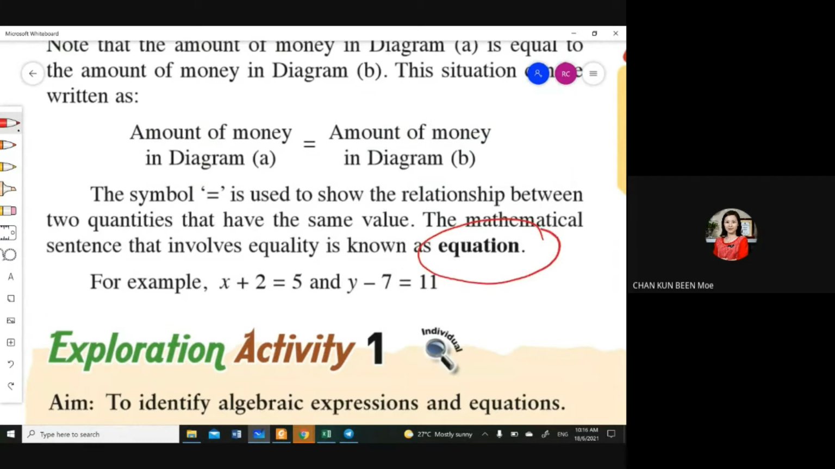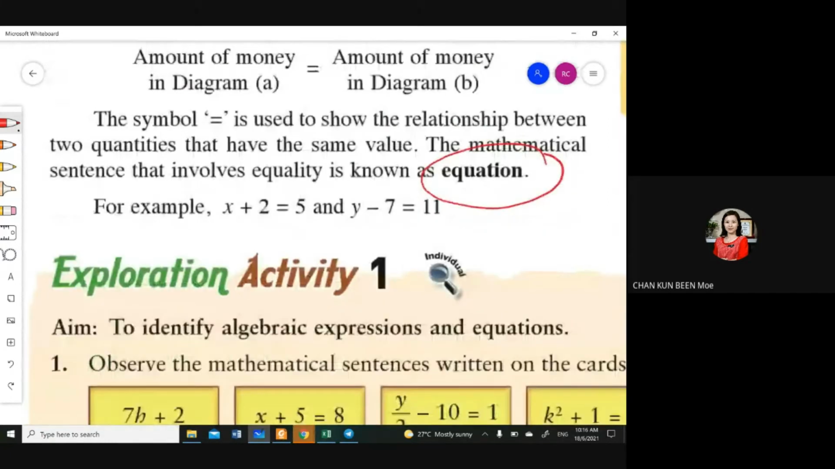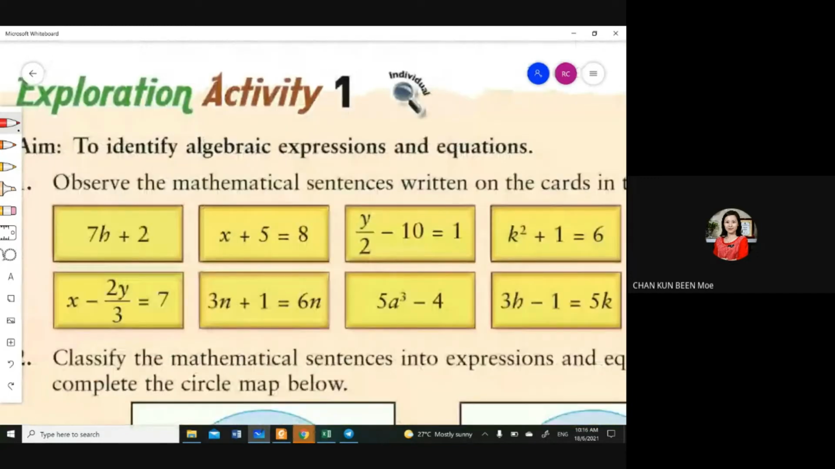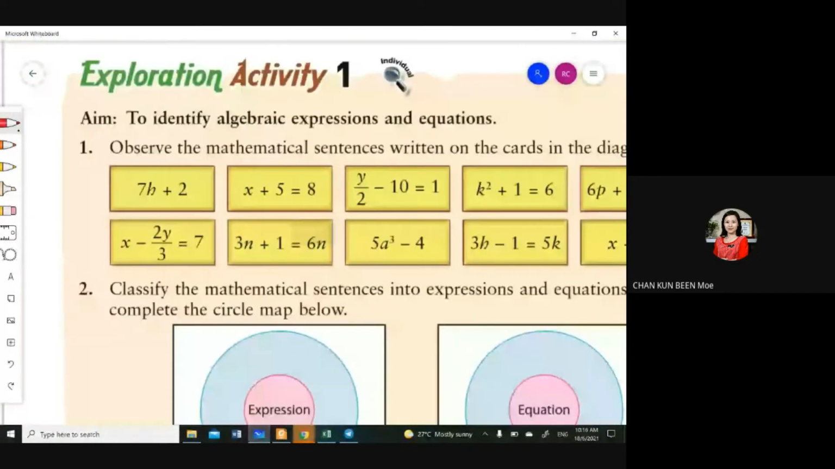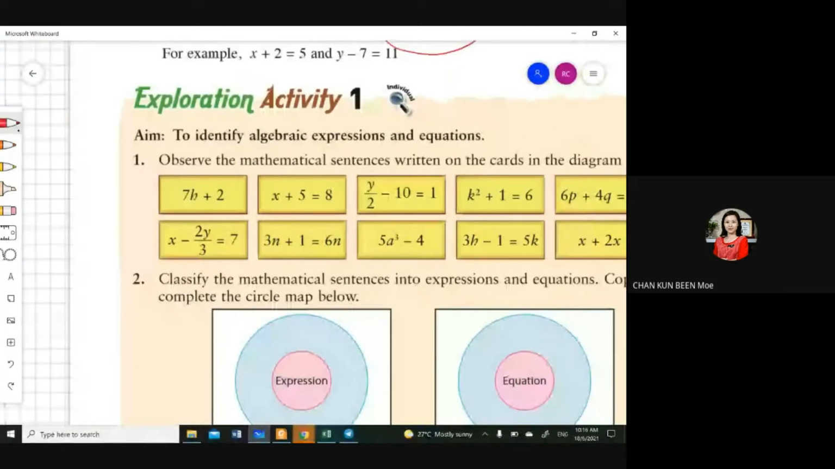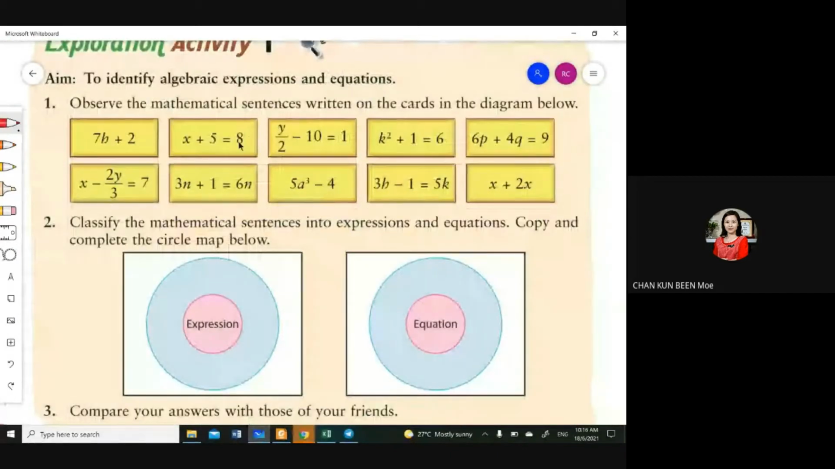So let us look into the exploration activity over here. We need to identify the algebra expressions and equations. They ask you to observe the mathematical sentences, and then classify the mathematical sentences into expressions and equations. So this one is an expression, this one is an equation. Copy and complete the circle map below. Okay, we don't have to do that. We just try to classify them into expression and equation. So you've got to bear in mind when it comes to an equation, what is the symbol that we should have?